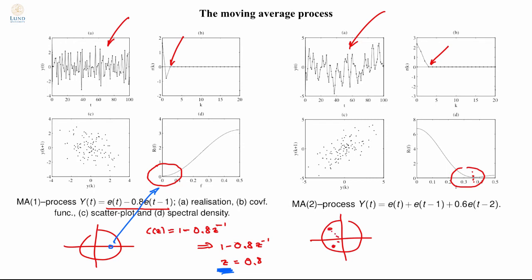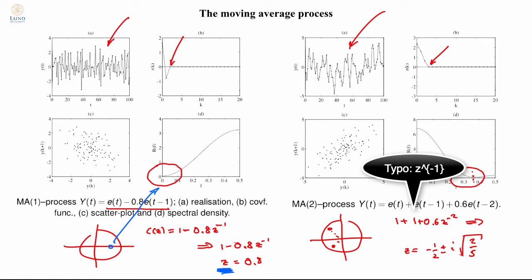And if I extract the characteristic polynomial here, it will be 1 plus 1 plus 1.6 z to the minus 2, which gives me the roots minus a half plus minus i times the square root of 2/5, which is going to be exactly there.